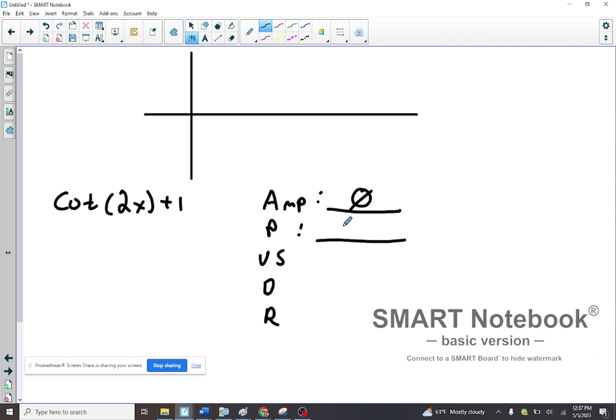Period would be, remember, in this case, pi divided by 2 is going to be your period. But remember, it's just pi because we're doing tan and cotangent. So pi over 2. Your vertical shift is +1. Your domain, I'll talk about that in another video. Your range is negative infinity to infinity.